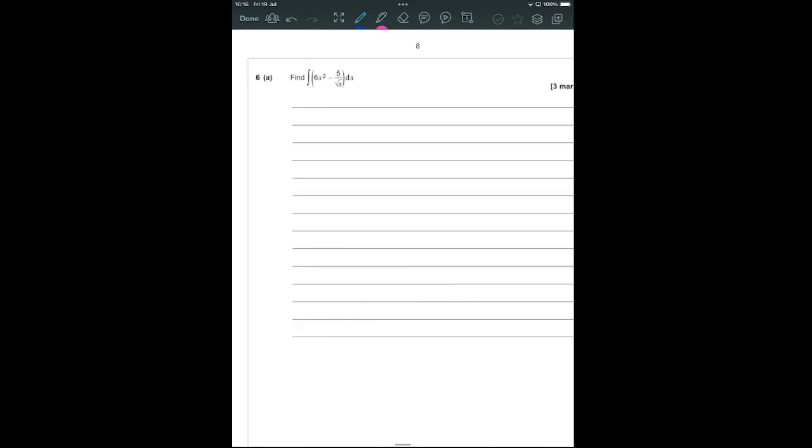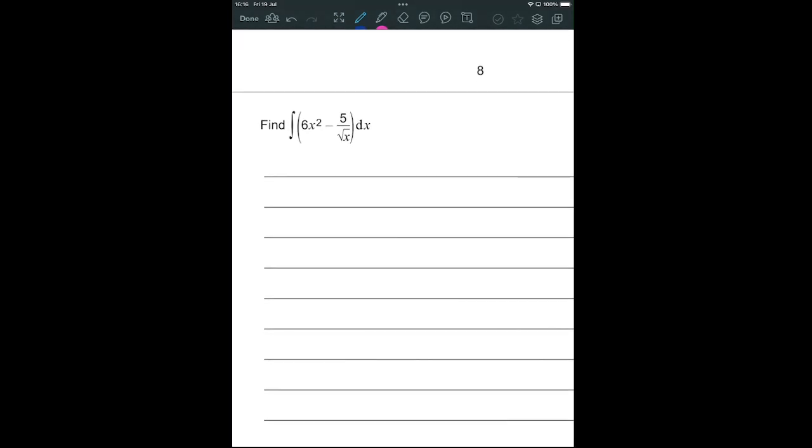Carrying on, question 6, we have an integral. The first thing I want to do to this integral is to write it in an integrable format, and that's by rewriting the 1 over root x as x to the negative 1/2. Now I can integrate it: increase the power, divide by the new power. Here the power goes to 1/2, and dividing by 1/2 is the same as doubling, remembering the plus c.